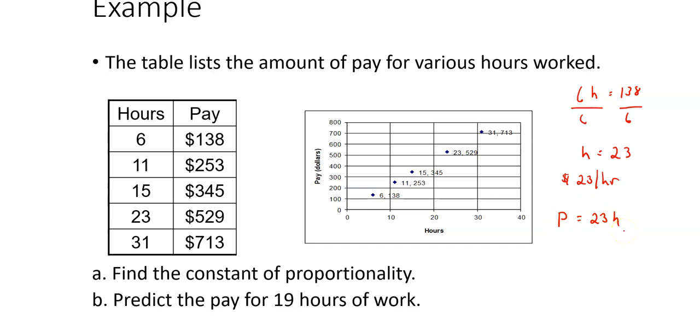So now the question says predict the pay for 19 hours of work. Well, I don't have to predict it. I can tell you what it is. If he works 19 hours, it's going to be 23 times 19. Of course, we're talking before taxes and all that. But 23 times 19 is 437. And again, it should make sense. It's more money than working for 15 hours, but less than working 23 hours.